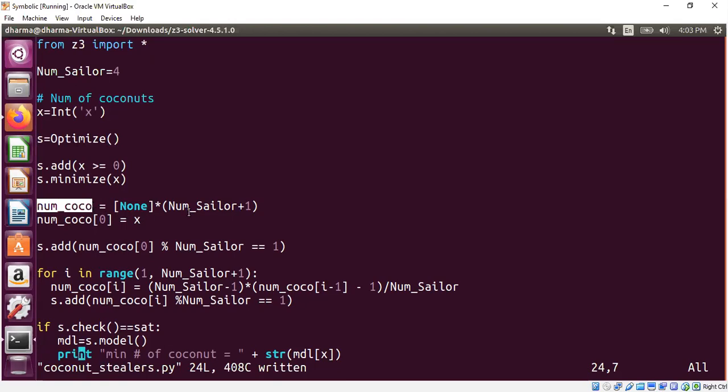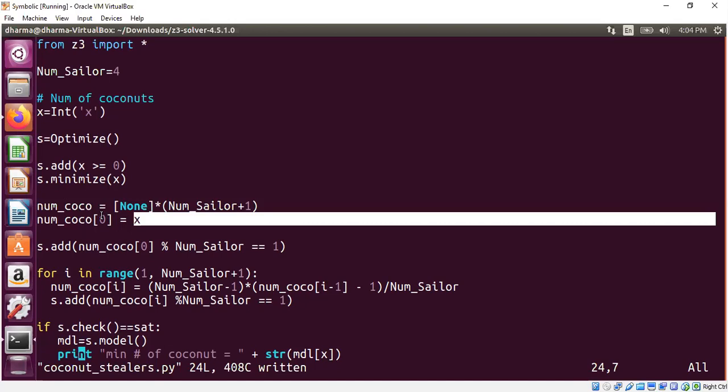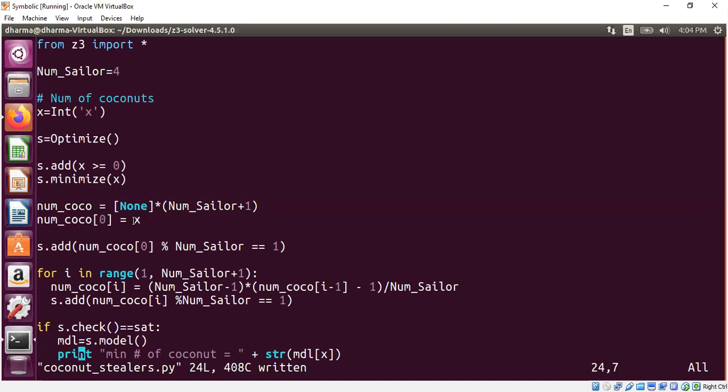Remember, there is a state. The first person wakes up, takes his share, throws away the one left over to the monkey, and then the second person does that, the third person does that. So we could easily abstract that into more cohesive code. This is what I did. I have an array called number of coconuts array. Initially, we have X in the first position, index 0, so we have X coconuts left.